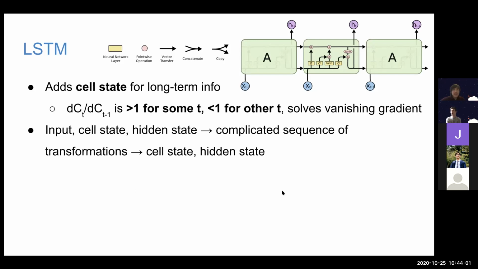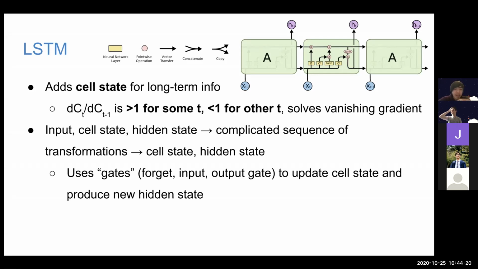The way the LSTM cell works is that it takes the input, the hidden state, and the cell state, and uses a sequence of transformations to process them. It returns a new cell state and a new hidden state, which are passed to the next time step. You can think of the LSTM cell as having different gates. From left to right, you have what we call a forget gate, where you see the sigmoid function, then a pointwise multiplication by the cell state.